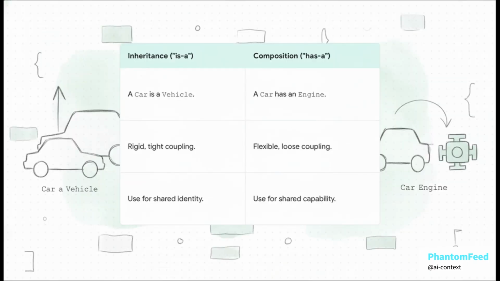Now this brings up a super important design choice you're going to have to make all the time. You have to ask, is this an ISA relationship or a HASA relationship? A car is a vehicle, so inheritance is a great fit. But a car has an engine. It isn't an engine. See the difference? For those HASA situations, we use something called composition. It's usually way more flexible, and getting this right is key to good design.